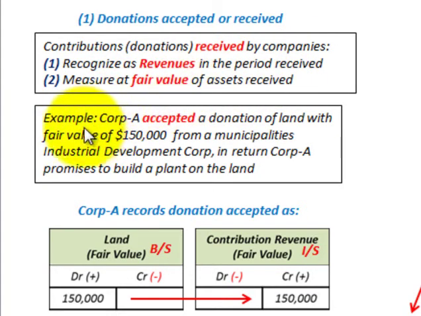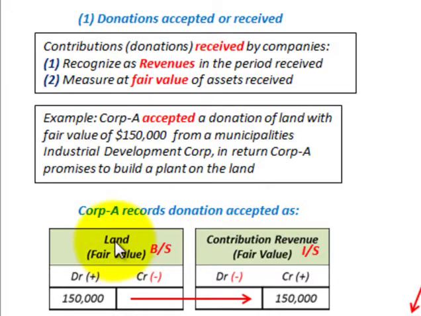So let's look at our example here. Corporation A accepted a donation of land with a fair value of $150,000 from a municipality's Industrial Development Corporation. In return, Corporation A promises to build a plant on this land. So what would Corporation A do to record this donation accepted?